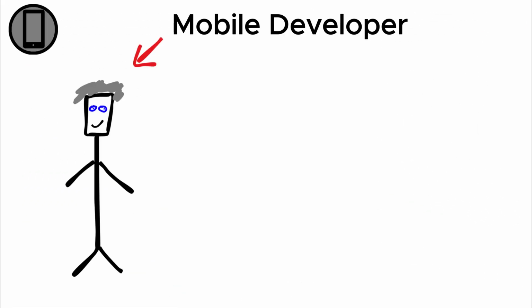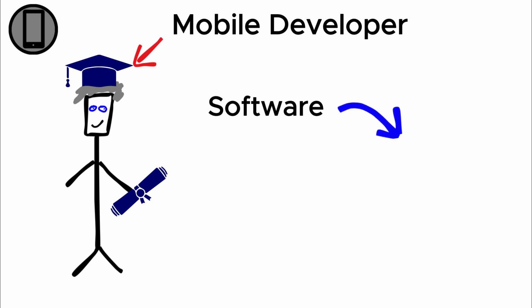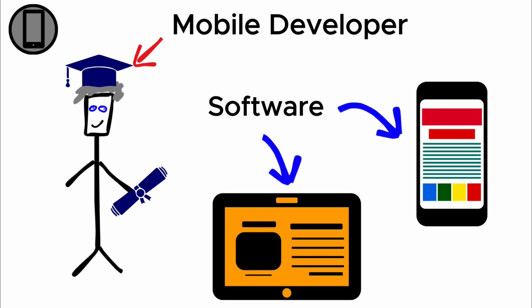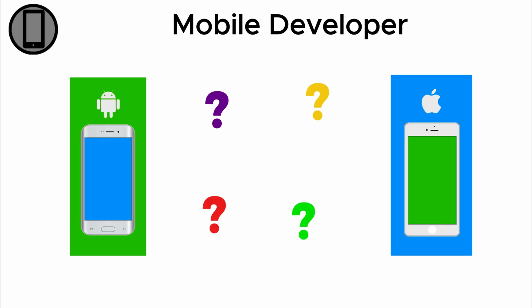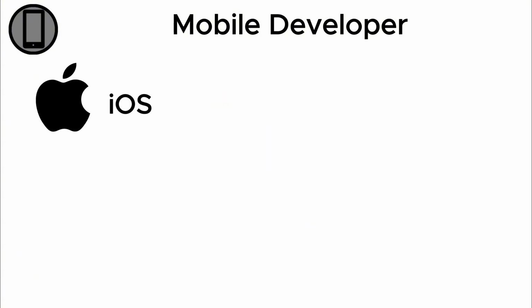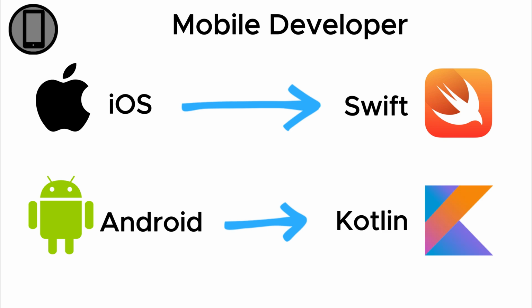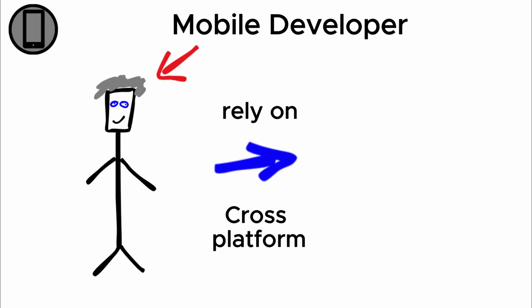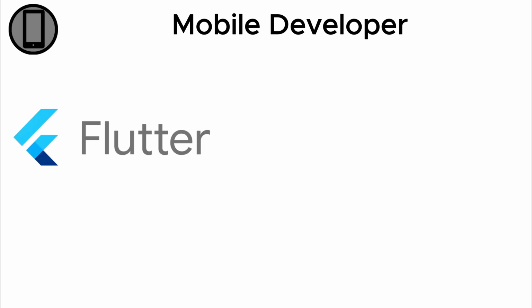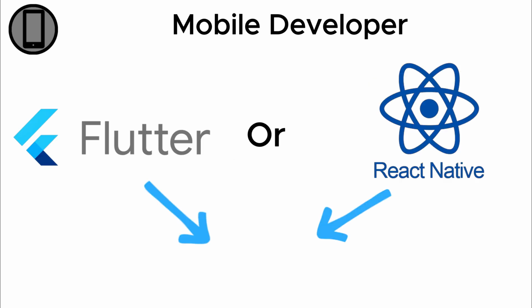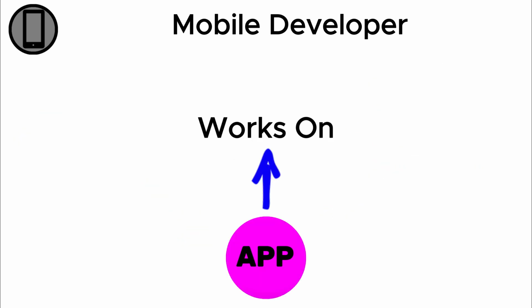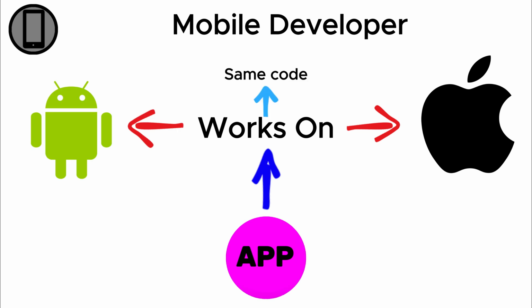Mobile app developer. A mobile app developer specializes in creating software for smartphones and tablets. Depending on the platform, they use specific tools. For iOS, they code in Swift. For Android, they use Kotlin. Some developers also rely on cross-platform frameworks like Flutter or React Native to build apps that work on both iOS and Android with a single code base.